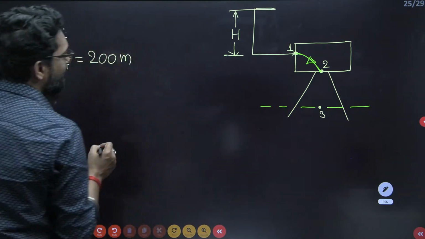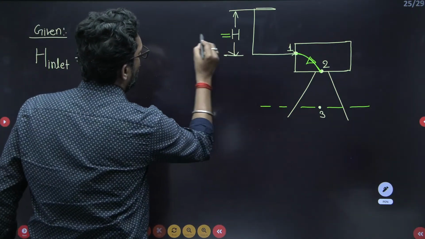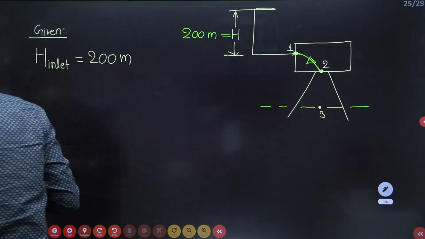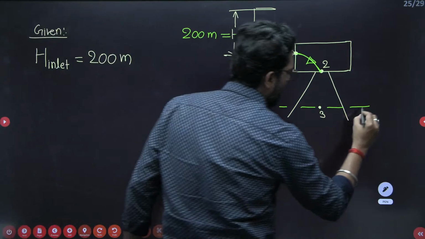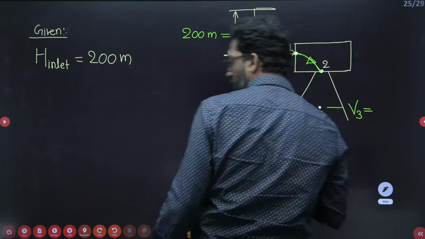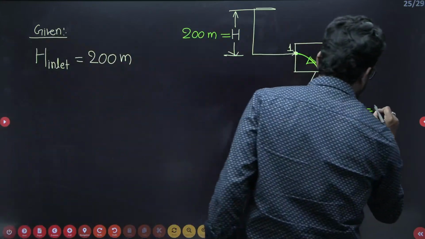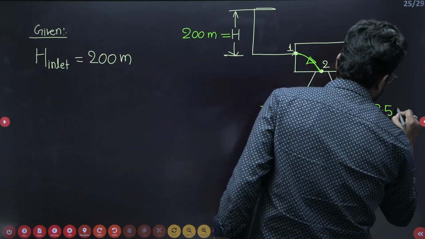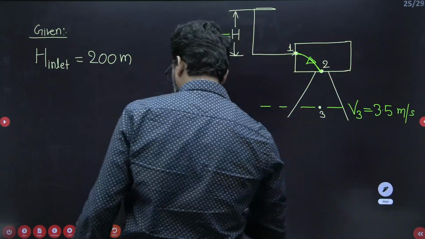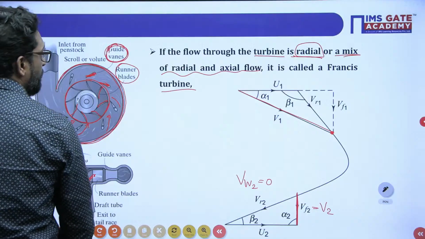Now, H inlet, this is your H inlet, 200 meter, it is given. V3 is given at this point, the exit velocity from the draft tube. How much is it given? 3.5 meter per second. Clear? V2 is the exit from the turbine. Is it given or not?